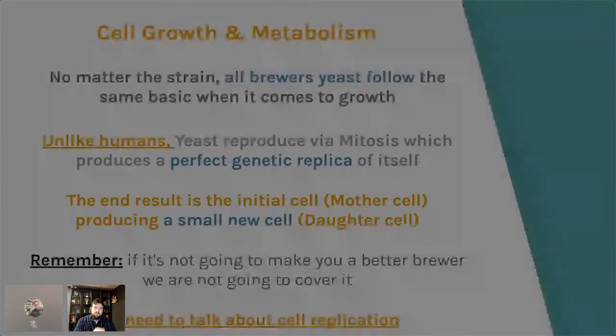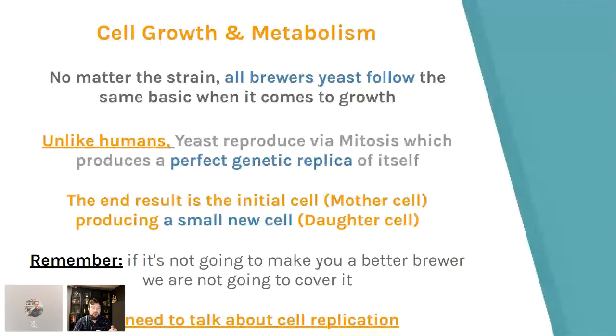So no matter what strain you're working with, all brewers' yeast follows the same basic steps when it comes to growth. And to a lesser extent, almost all yeast follow this. So to a basic degree, they all have the same basic steps. Now, unlike humans, yeast cells reproduce via mitosis, which means that the new cell that's produced has completely equivalent, completely homologous DNA, the same genetics from the mother cell to the daughter cell.